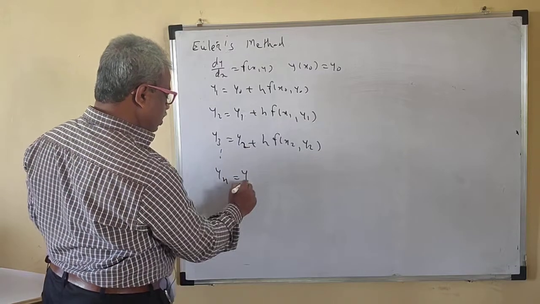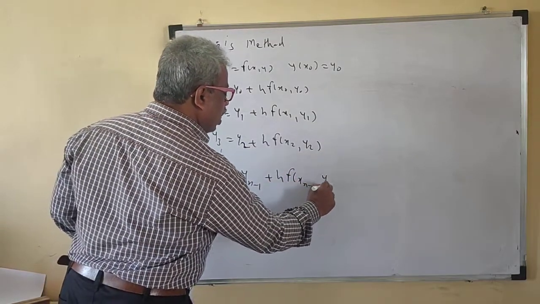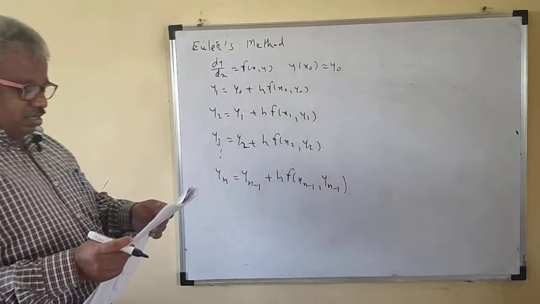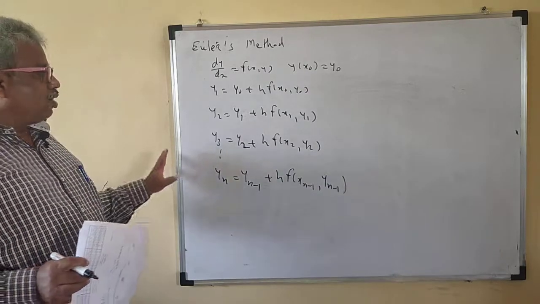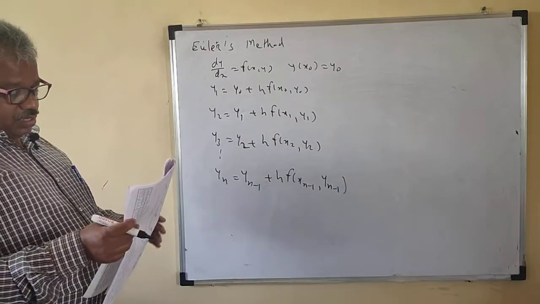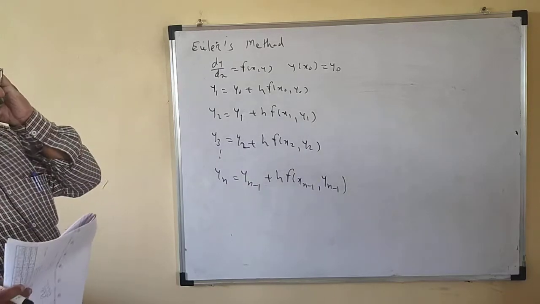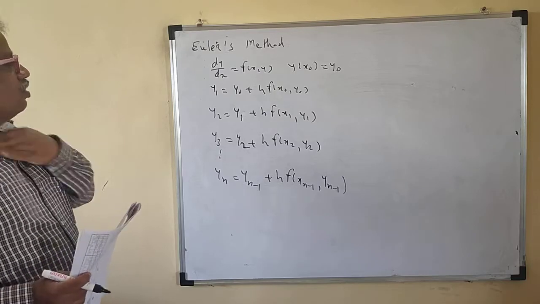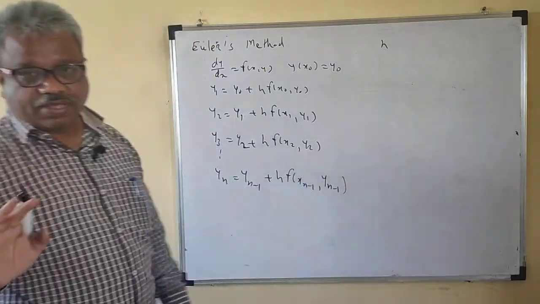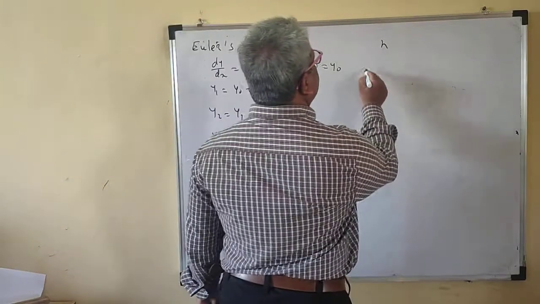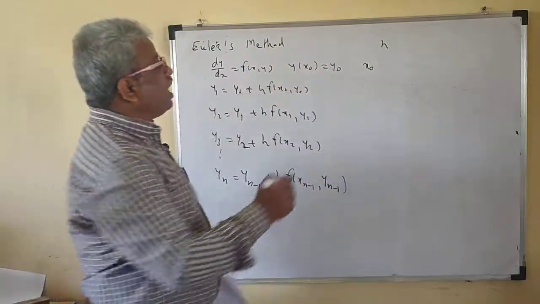y n is equal to y n minus 1 plus h f of x n minus 1, y n minus 1. This is the formula for Euler's method. For Euler's method, there are no comments. So this is the formula. Now see here, h plays a very important role. What is x1? Suppose x0 is there. X0 is from here. What is x1 then?